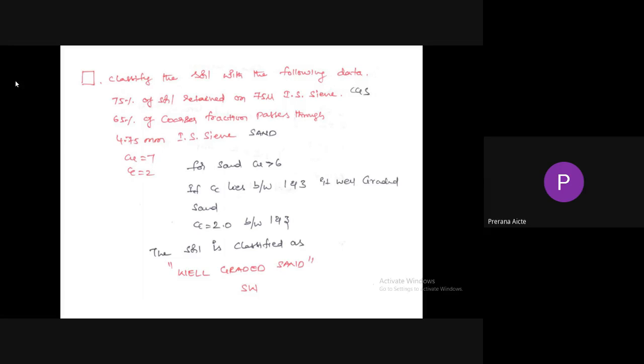So for sand, what is the gradation requirement? Cu should be greater than 6. For sand, Cu is greater than 6, and here Cu is equal to 7. Cc should lie in between 1 and 3. So Cc value equal to 2, it lies in between 1 and 3. Hence it is a well graded sand. So the soil is classified as well graded sand, SW.